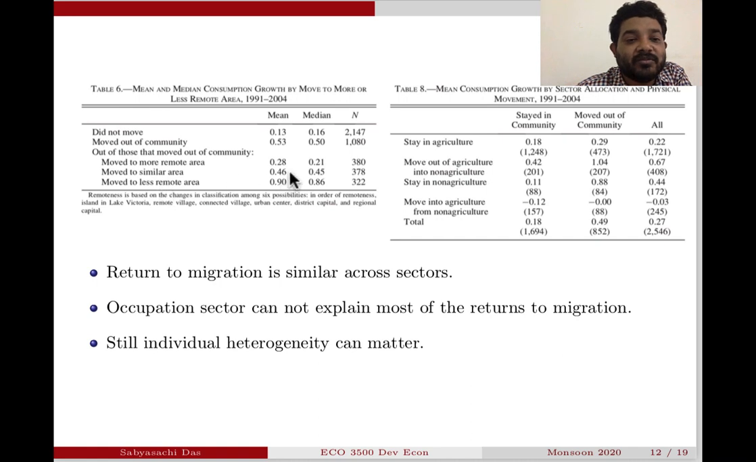For the people who moved to a similar area as their original community, the consumption growth is even higher, 46%. And those who moved to a more urban area, which is less remote, so to speak, the consumption growth is substantial, it's 90%.